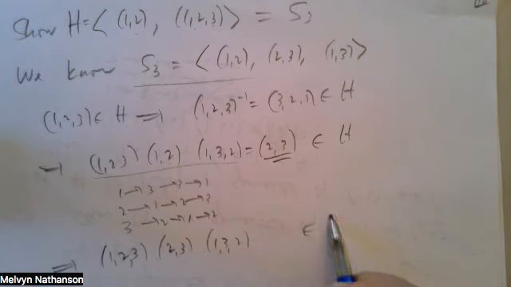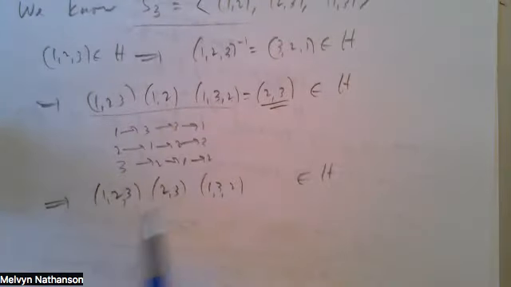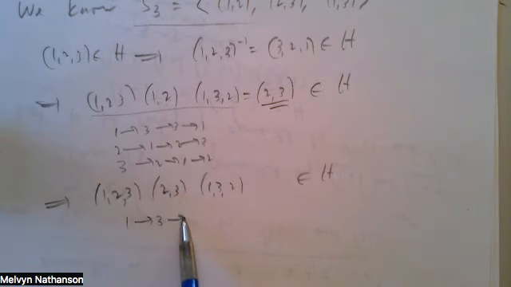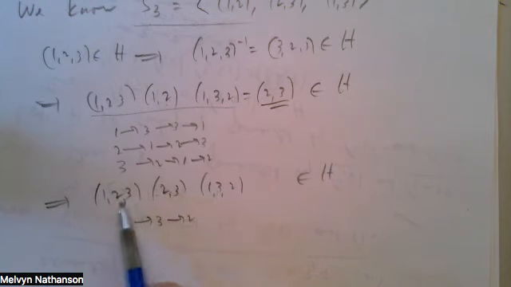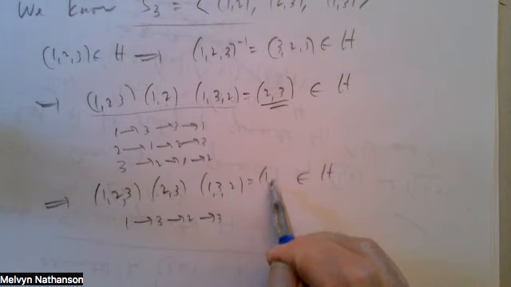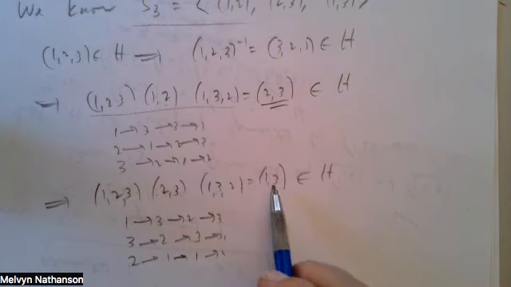So if I take (1 2 3)(2 3)(1 3 2), this is also in H. But let's compute this permutation. 1 goes to 3, goes to 2, 1 goes to 3, 3 goes to 2, 2 goes to 3. So 1 goes to 3. 3 goes to 2, goes to 3, goes to 1, so 3 goes back to 1. And 2 goes to 1, goes to 1, goes to 2, so 2 is fixed. So (1 3) is in H.